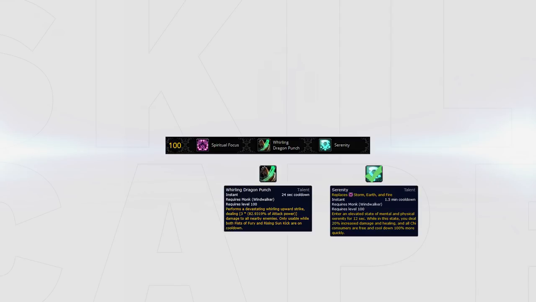If for some reason you don't have access to Swift Roundhouse Azerite traits, then you'll stick with Whirling Dragon Punch. This is great for consistent damage and can be used meanwhile, but it is essential to try and get the Swift Roundhouse traits in order to spec Serenity and deal absurd damage.